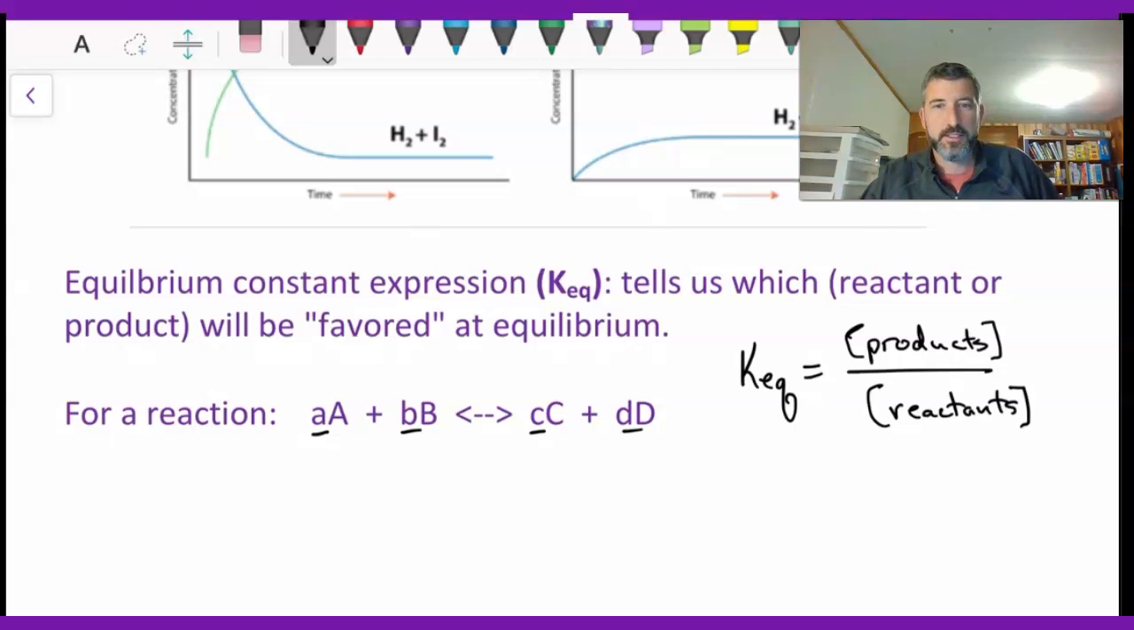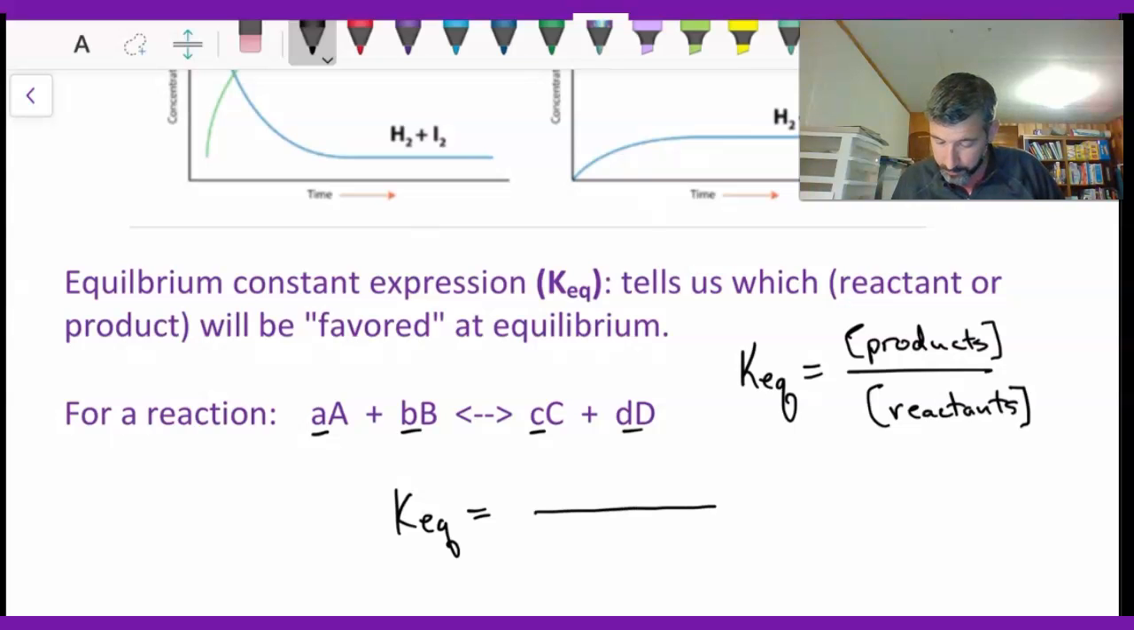So therefore, if we said something like, okay, if KEQ is greater than 1, which one do you have more of at equilibrium, products or reactants? Right. So in any fraction, if your answer is going to be greater than 1, that means you have more of the numerator. So you're going to have more products, right?